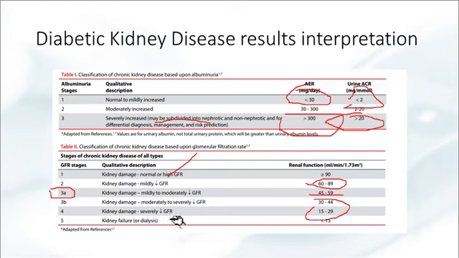And then severely decreased EGFR is 15 to 29, that's at stage 4. And then of course at stage 5 you'll have less than 15, and that is the stage at which dialysis is definitely required.